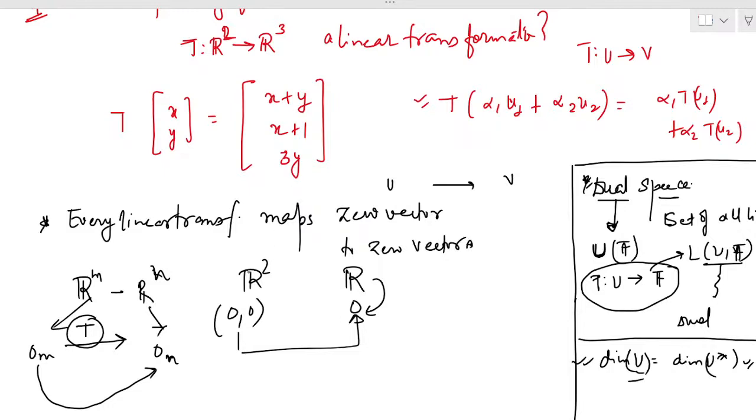So this is one of the requirements. If one wants to negate the statement that this is a linear transformation, if one wants to say that this is not a linear transformation, what may come to your rescue? You can use this particular thing. Is that clear?